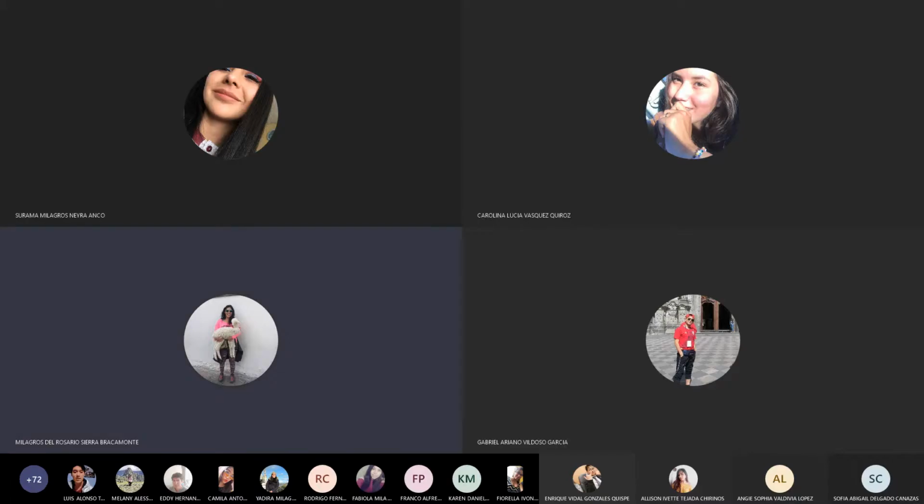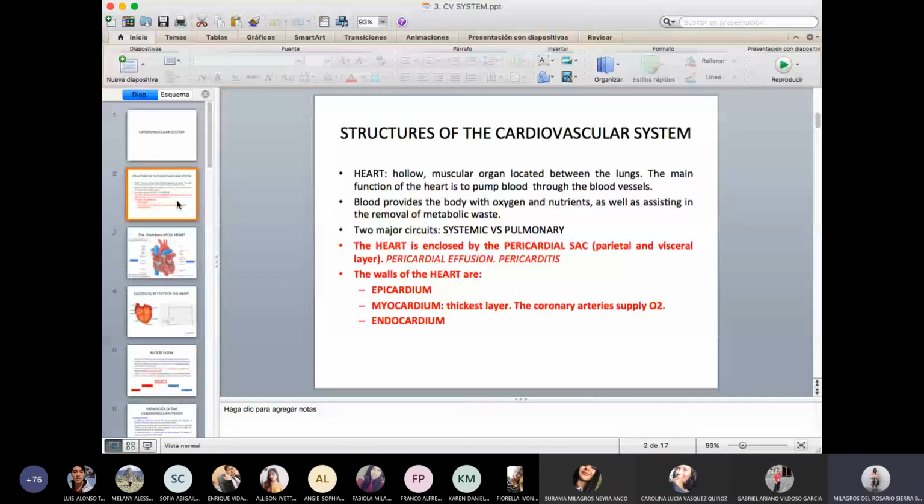Okay, so this class is about the cardiovascular system. You guys know that the cardiovascular system has three components: the heart, the blood vessels, and the blood. The heart is a hollow organ located between the lungs and is in charge of pumping blood through the blood vessels. The blood will provide oxygen and nutrients to the organs and will remove metabolic waste.